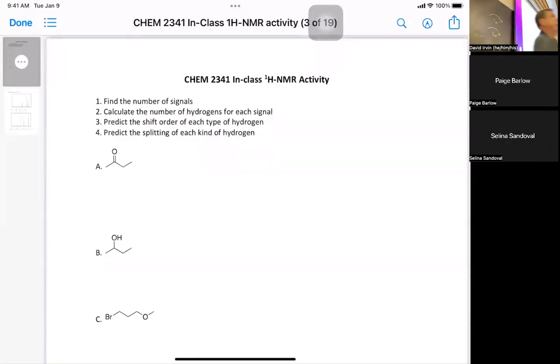Everybody heard that, right? All right. Okay, so this is today's activity. Well, one of three activities. We're going to start with proton NMR, and we're going to do three things.